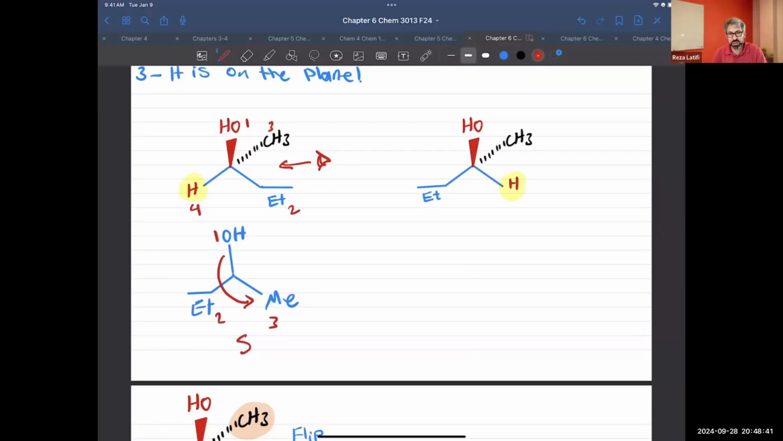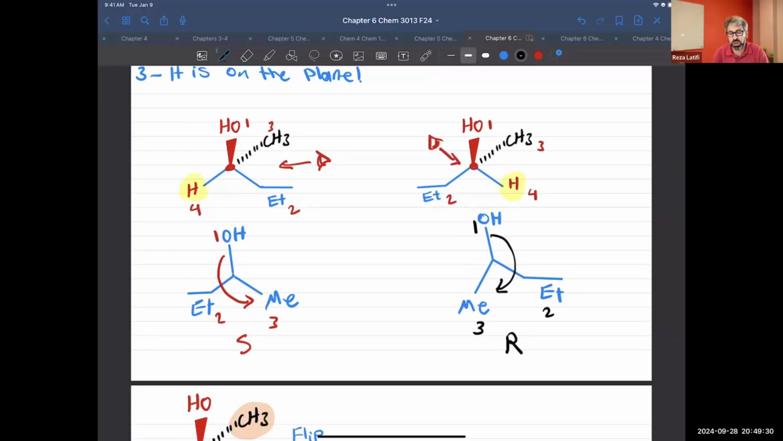How about the second one? Second one, we put hydrogen on the right side. We go 1, 2, 3, 4. Now look at the molecule in a way that hydrogen will be far from you. I'm going to look at the molecule from this direction, technically from the left side. When I look from the left side, I see OH on the top, but then I see ethyl on my right hand and methyl on my left hand. So again, OH, this is ethyl, and that one is going to be methyl. We go 1, 2, and 3. This time rotation is clockwise, so I'm going to say I'm dealing with R configuration.